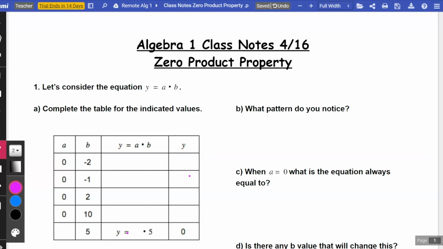Today I need to teach you about something called the zero product property, and you're actually going to use this property a lot in Algebra 2 next year. So this is definitely something that you need to understand, and it's going to help us solve some equations starting on Friday.